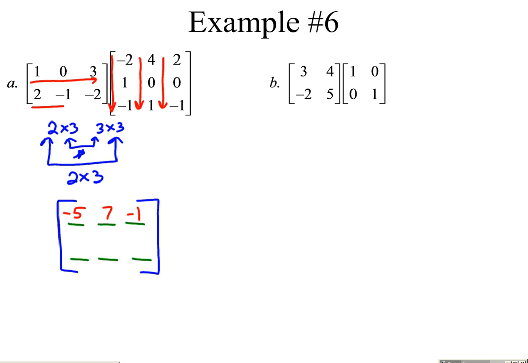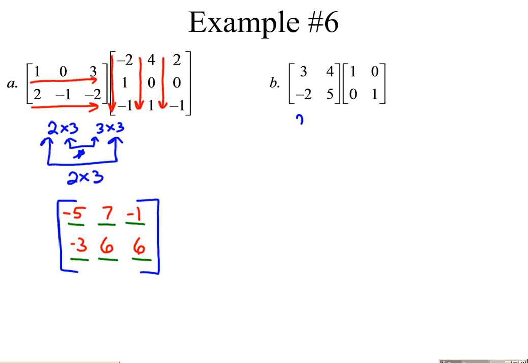And now we're back to column 1, but now we're using row 2. Cross the row, down the column. Negative 4 minus 1 is negative 5. Plus 2 is negative 3. Row 2, column 2. 8 plus 0 minus 2 is 6. And row 2, column 3. 4 plus 0 plus 2 is 6. There's our product matrix.